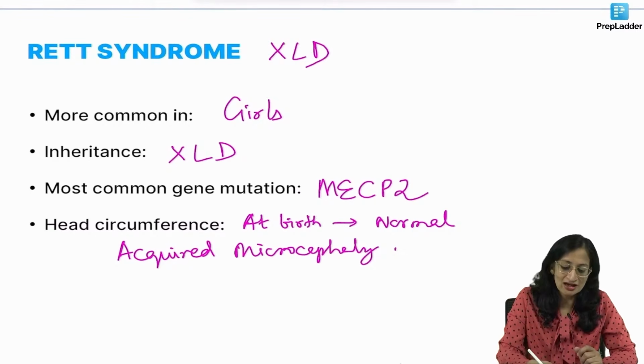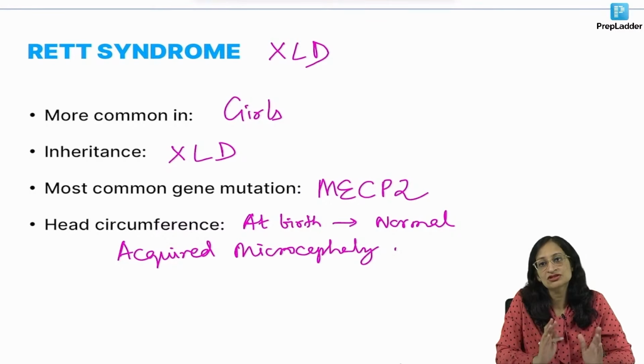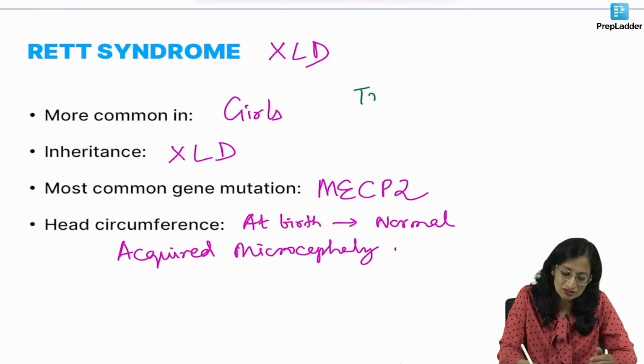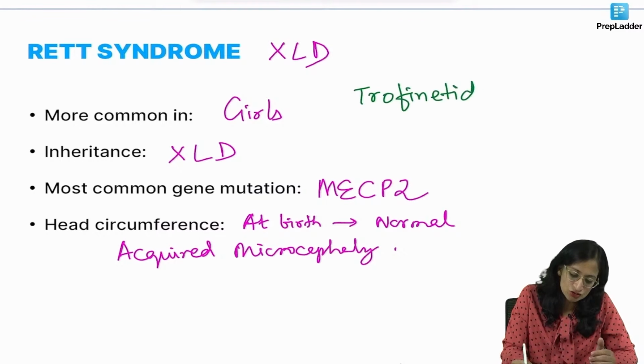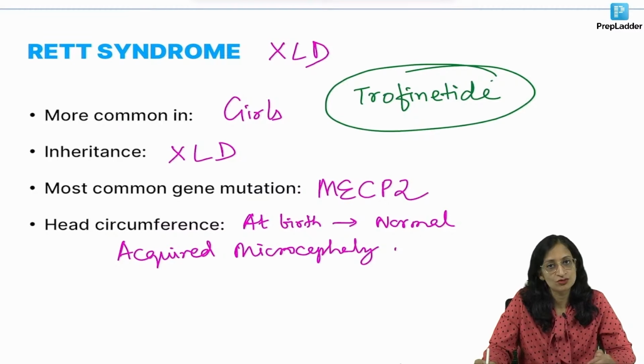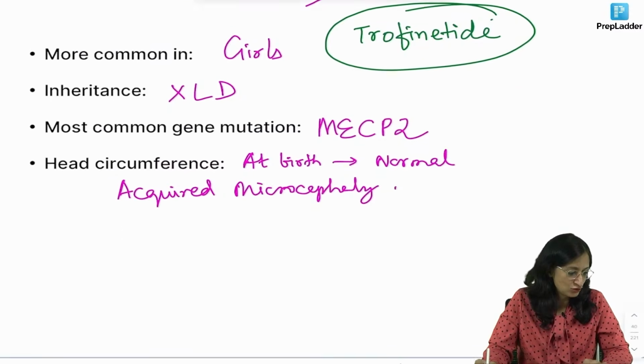Now recently in the INI-CET exam, one question had come: which is the most recent FDA approved drug for Rett syndrome? The answer is trofinetide. So it is the recently FDA approved drug for treating Rett syndrome. Okay, trofinetide. Right, very good, Akash.